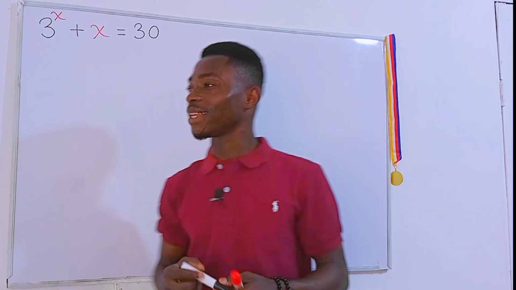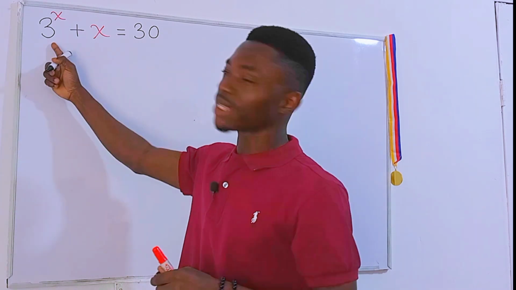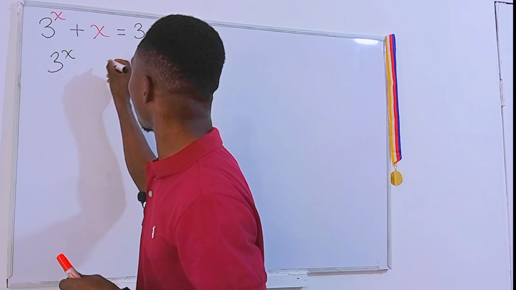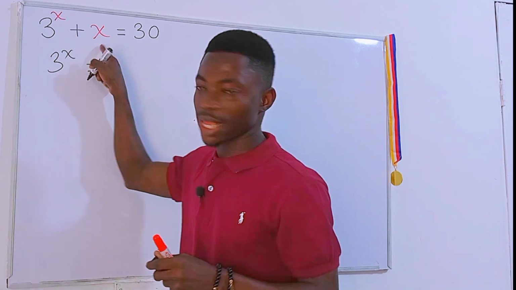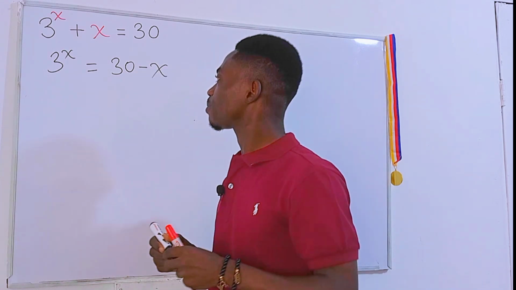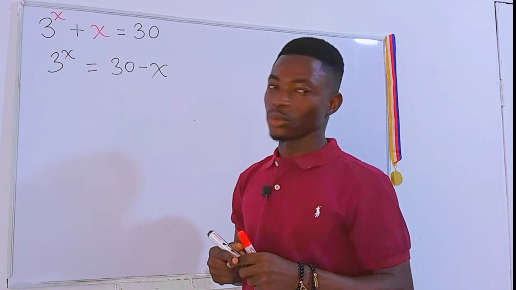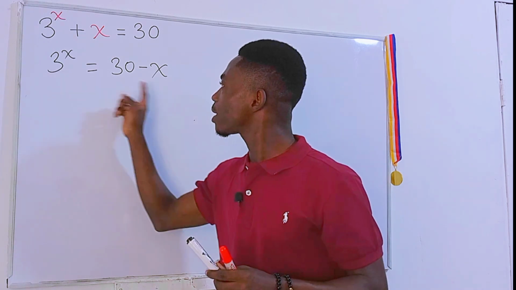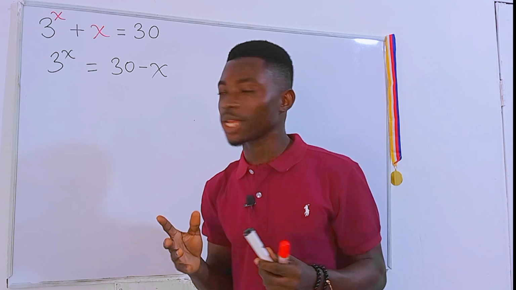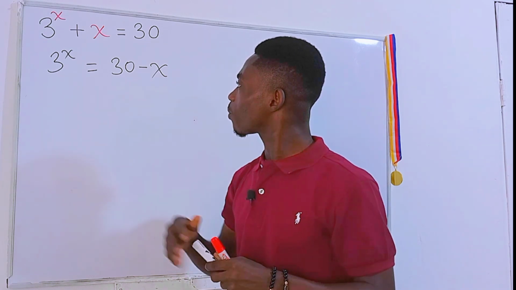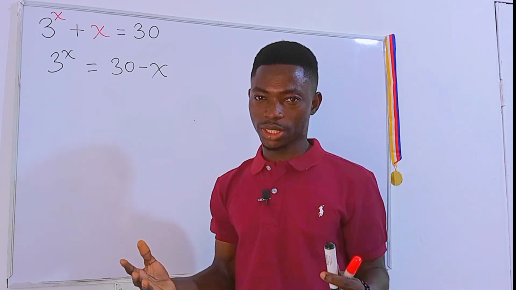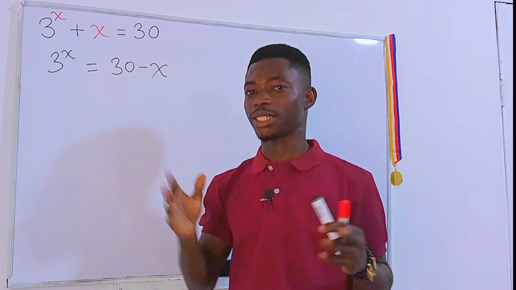So let's begin. First of all, let's maintain this 3 to the power x here, and then transpose this x so that we will have 30 minus x. What else can we do? I'm sure you are thinking of taking log on each side of the equation. That is a good idea, but I'm sorry to say if you take log on each side of the equation, you end up getting a weird equation of which the solution will be pretty much difficult.